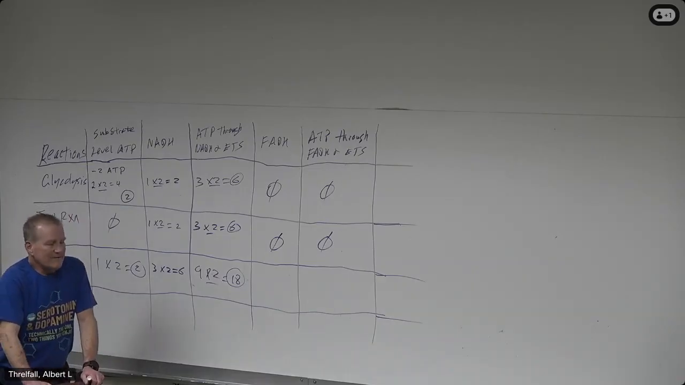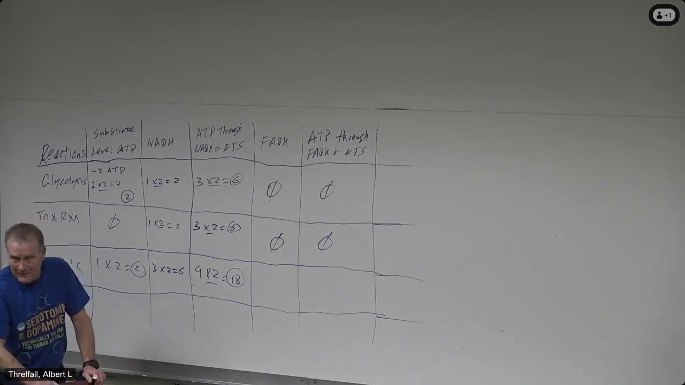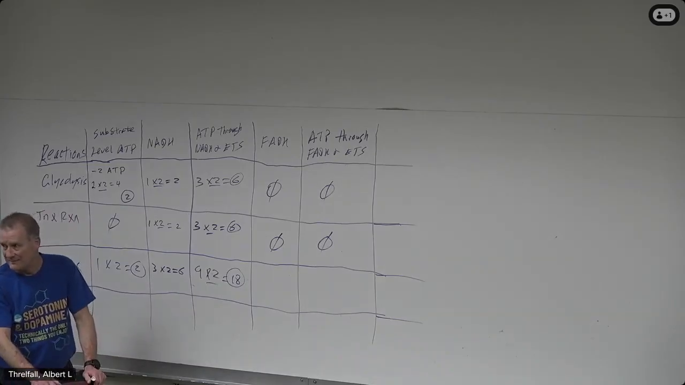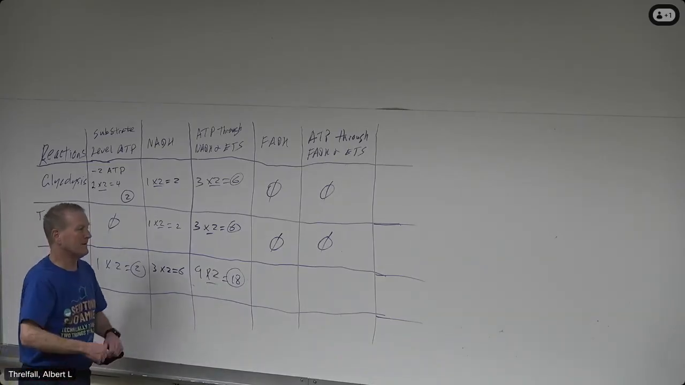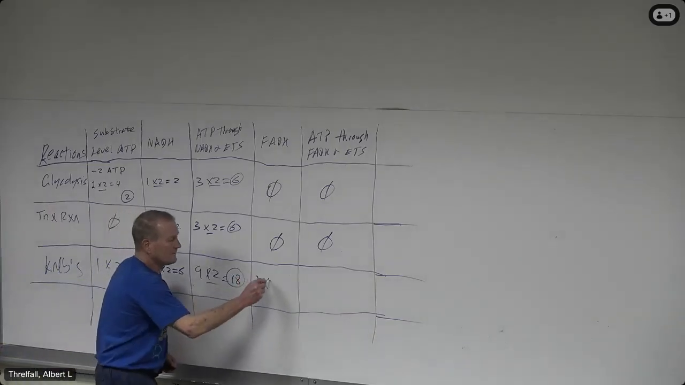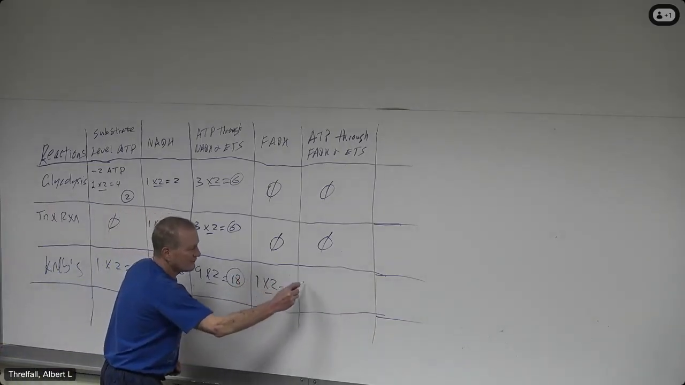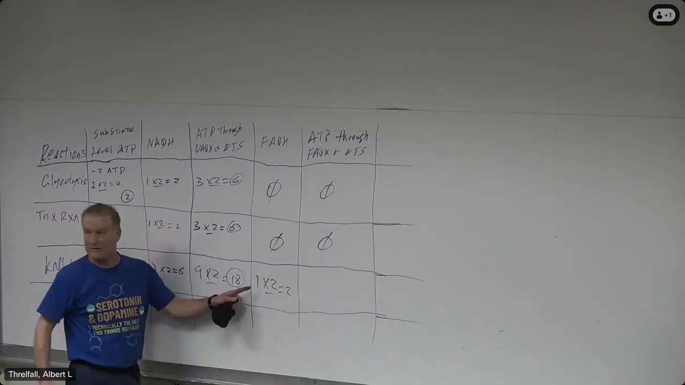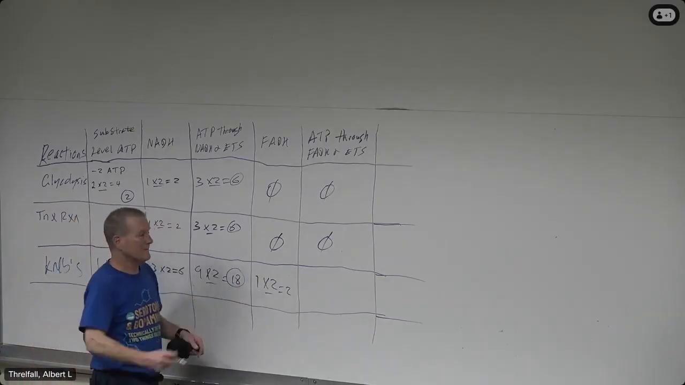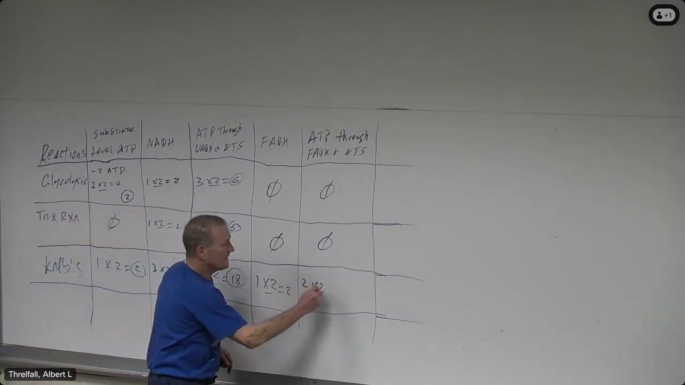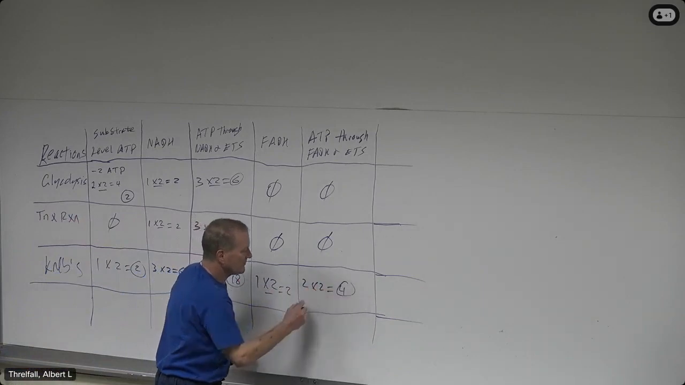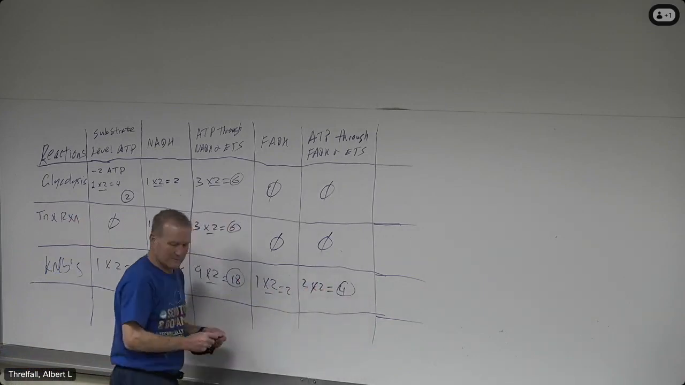Did you make any FADH in the Krebs cycle? How many? 1 total or 1 per cycle? Times 2 cycles equals 2, and what's that 1 worth? 2 times 2 cycles, that's 4. Circle that because that's 4 ATP.